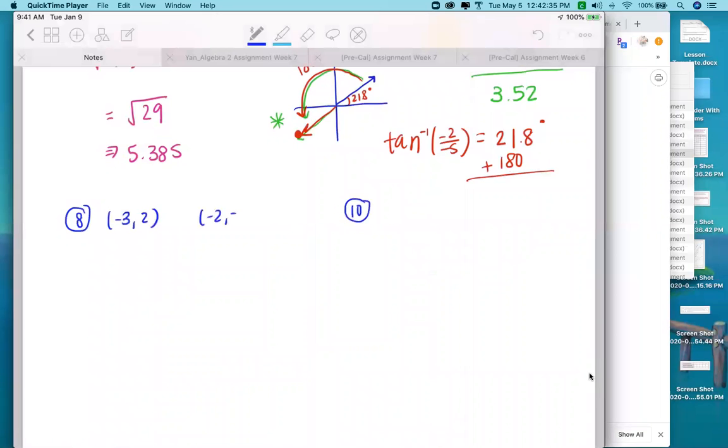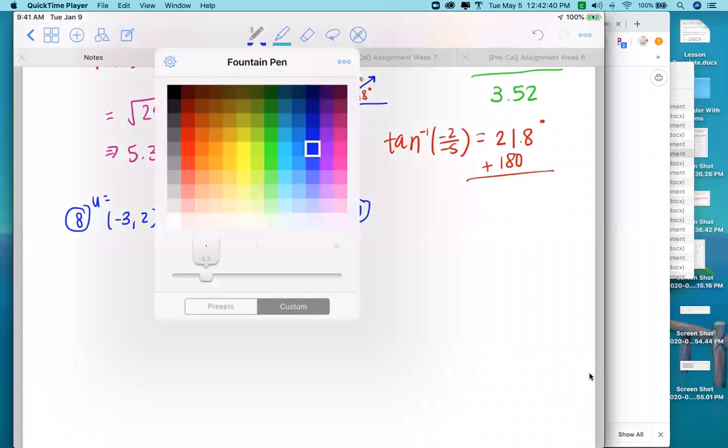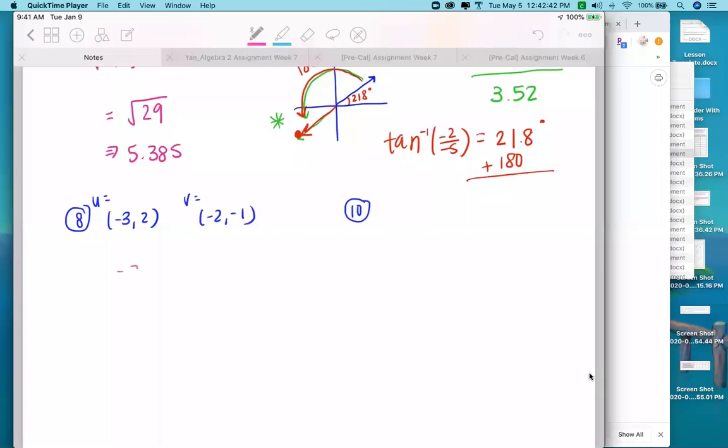This is U, this is V. If I have to add them up, we have -3 adding -2 and 2 adding -1. We get -5 comma 1.